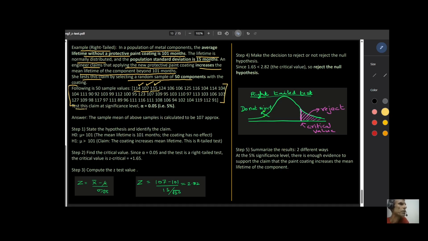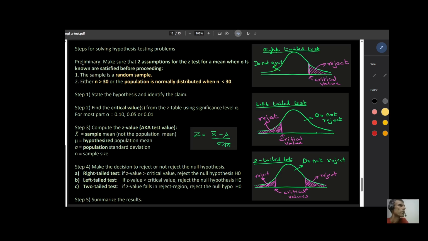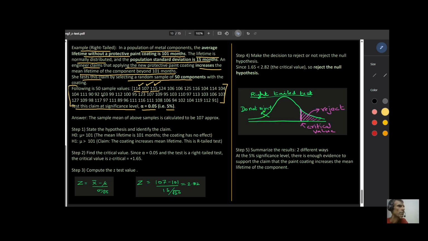Now test the engineer's claim at a significance level alpha equal to 0.05, or you can say at 5%. Answer. First, you want to make sure that these preliminaries are satisfied. Well, we know our sample is random, right? Number two, we know our sample size is more than 30. It is 50 as a matter of fact. You can come and check. It tells you there are 50 sample values. All right, so that preliminary is satisfied.